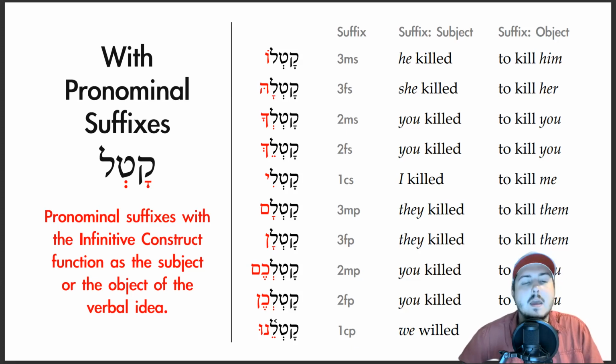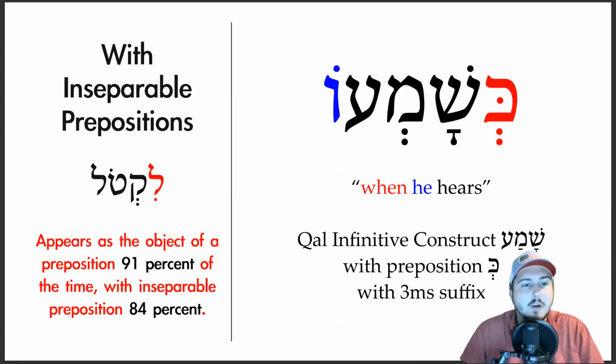Why does it do that? Because it's in the word. It's an infinitive construct. It's constructing meaning, okay? Qetalo, to kill him, something along those lines. This here is the more common use of it. It appears as the object of a preposition 91% of the time, with the inseparable prepositions 84% of the time. So 91% of the times you see this, it's the object of a preposition. Like here, liqtol, to kill.